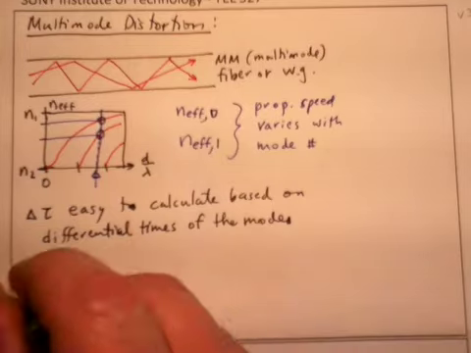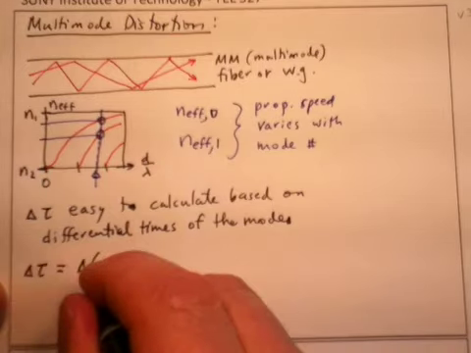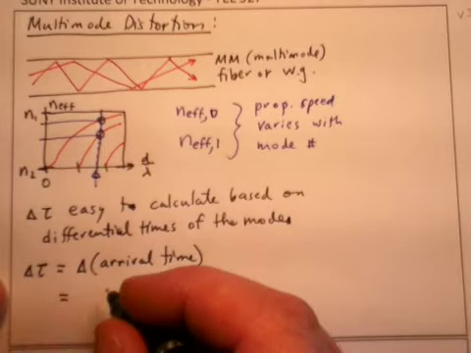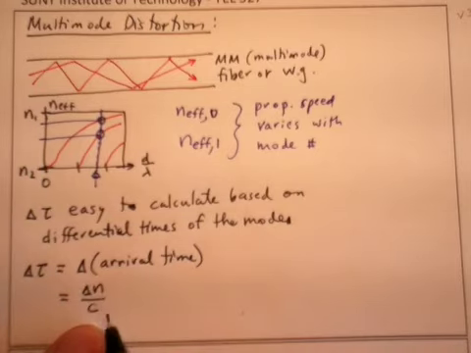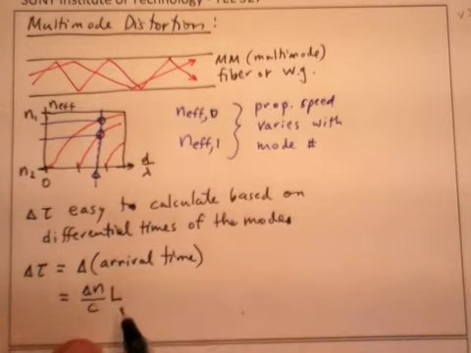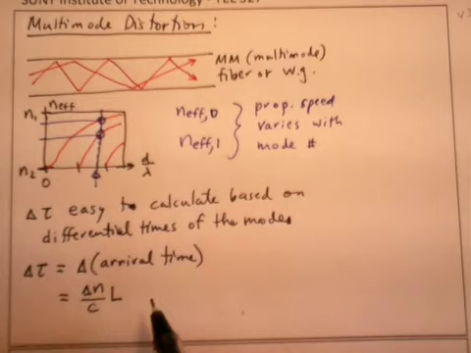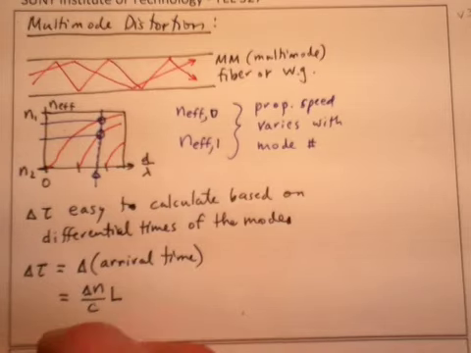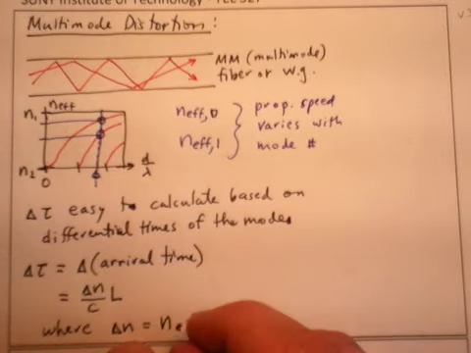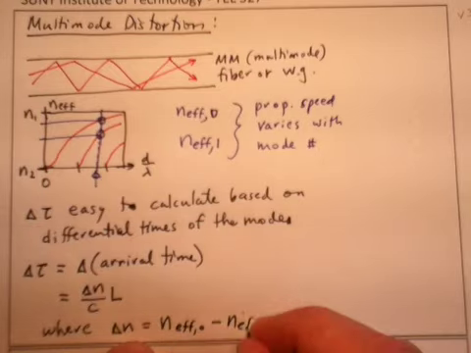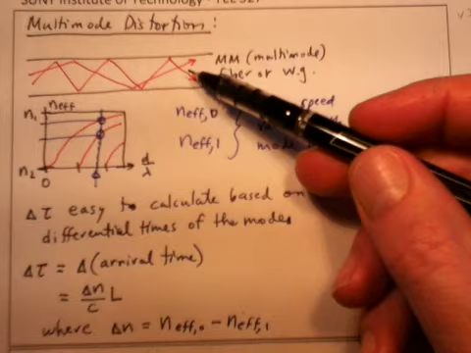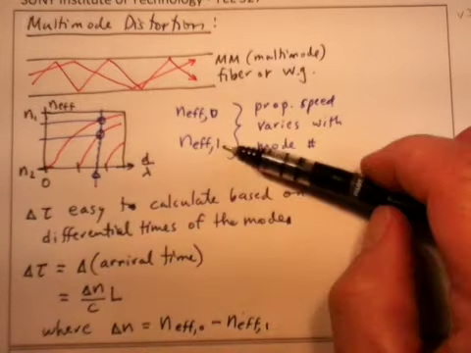And so delta tau is equal to delta arrival time. And that's easy to write down. It's equal to delta n over c, let's see, the speed is c over n, and then times L. So this is the difference in the arrival times when I have two n's, where delta n is equal to n effective 0 minus n effective 1 in this case. Here I've taken the case where I've got only two modes propagating. And so my delta tau arises because of the difference between those two effective indices.